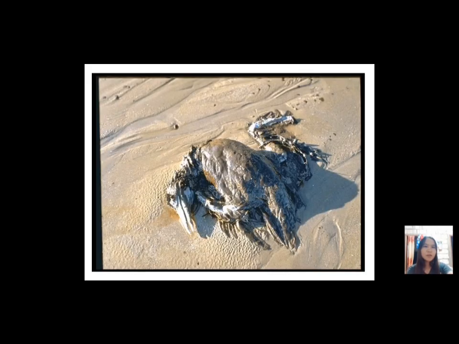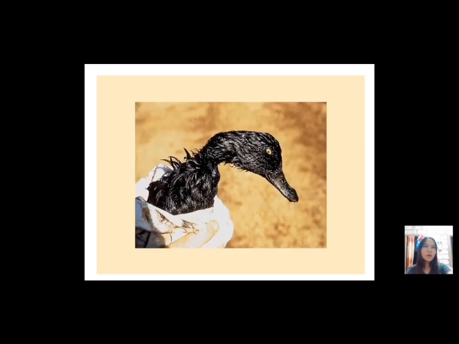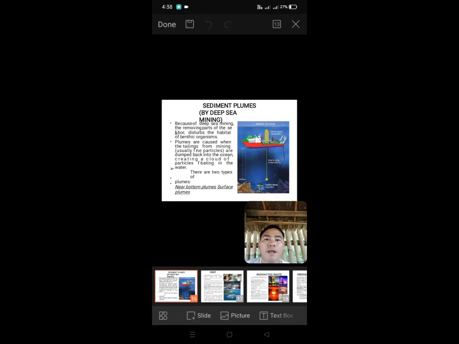So here are some examples of aquatic animals that die because of oil pollution. Next, deep sea mining. Because of deep sea mining, the removal of parts of the sea floor disturbs the habitat of benthic organisms. Plumes are caused when the tailings from the mining, usually particles, are dumped back into the ocean, creating a cloud of particles suspended in the water.